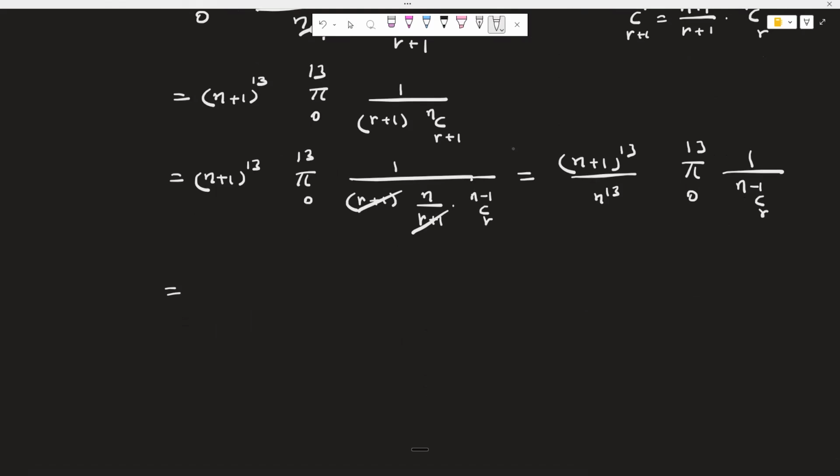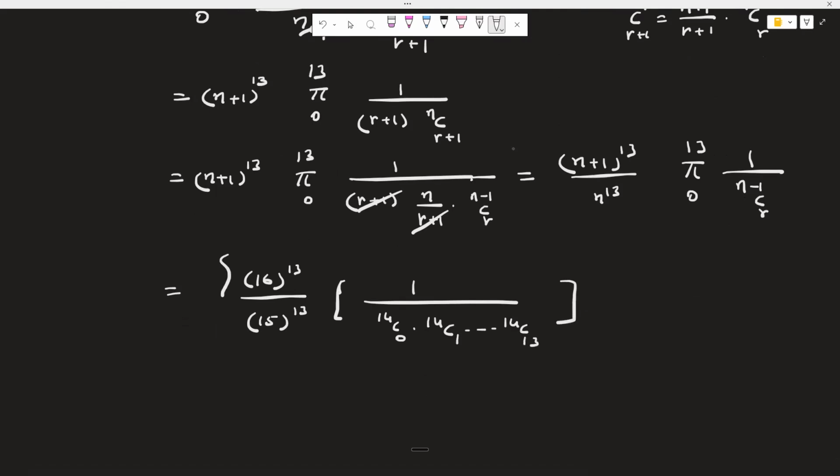So now we can substitute the values here. N value I already told you is 15. So numerator 15 plus 1, which is 16, divided by 15 power 13, and the product, since N value is 15, is 14C0, 14C1 and so on up to 14C13.